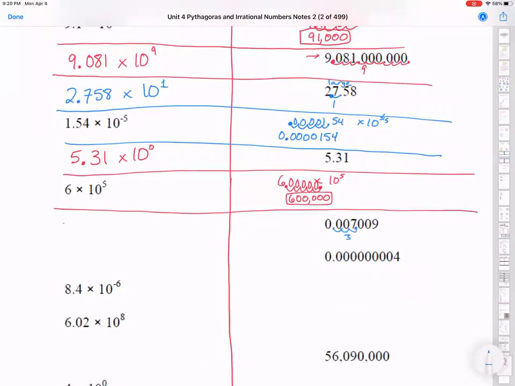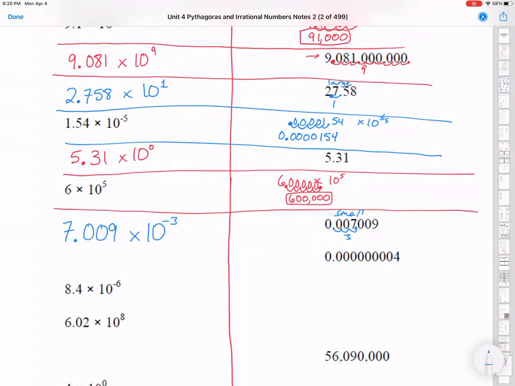So we end up with 7.009. You can't forget about that because that 9 is a number. It's part of our standard form number. Times 10 raised to the, we had to move this 3 times, but since it was a really small number to begin with, we have that negative there.